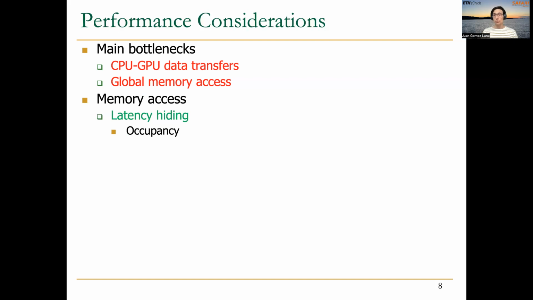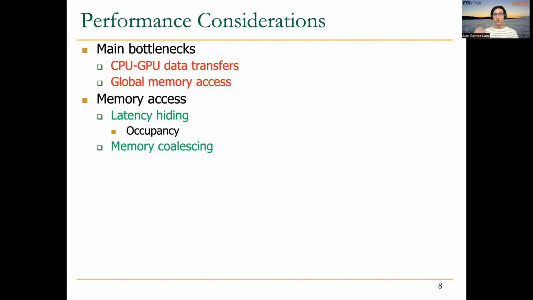In order to do so properly, we have to take into account one metric or one parameter that is called the occupancy, which basically defines the number of threads that we have running on a specific GPU core. We are going to define the occupancy properly in a later slide. Another important consideration is how we access data.